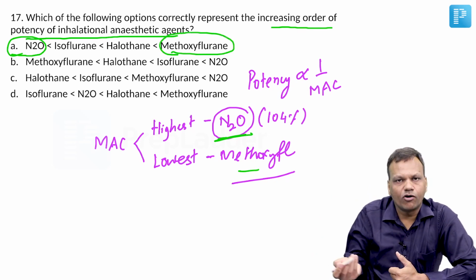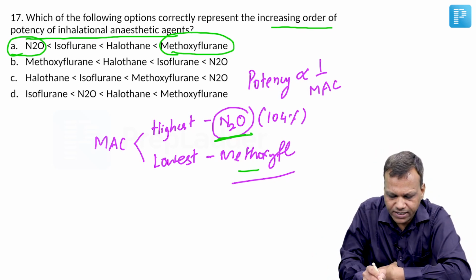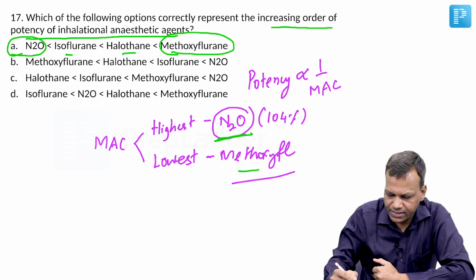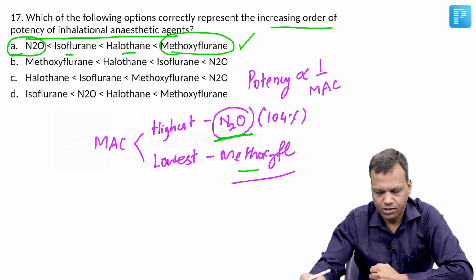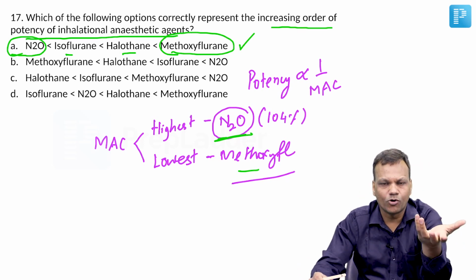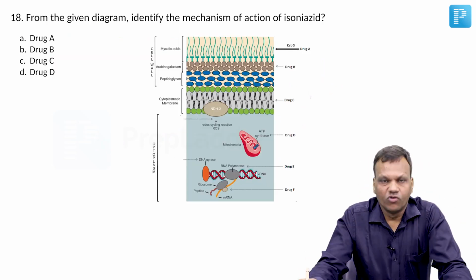Okay. Then in between, obviously the two options remaining, that must be right. So halothane has more potency as compared to isoflurane. So A is the right answer. Even if you do not know too much, just knowing that nitrous oxide is least potent, the answer would have been solved. Okay. Moving to next question.